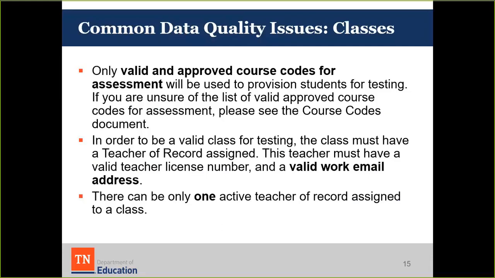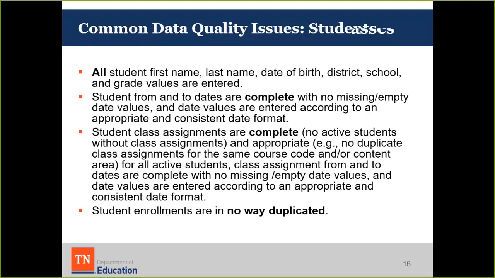So in order to be a valid class for testing, the class must have a teacher of record assigned, and that teacher has to have a valid teacher license number and a valid work email address. And there can only be one active teacher of record assigned to the class.